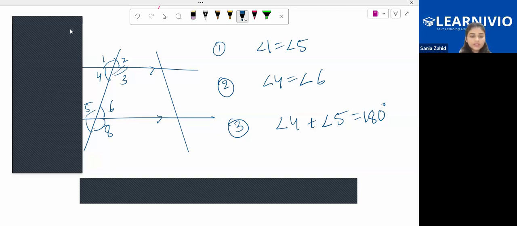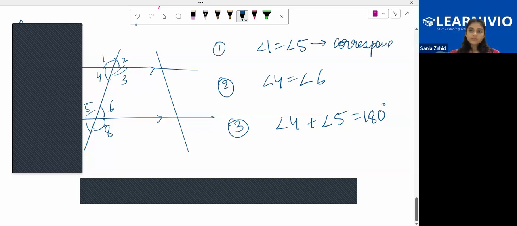Okay, so has everybody done? Yes, ma'am. Okay, what are angle 1 and angle 5? Why are they equal? What kind of angles are they? Corresponding angles. Yeah, very good. The next one, angle 4 and angle 6. Alternate interior. Very good, they're alternate interior angles.